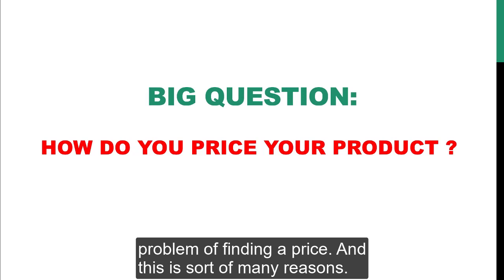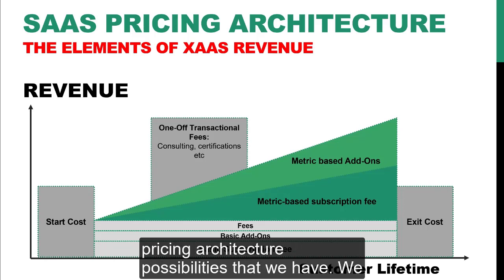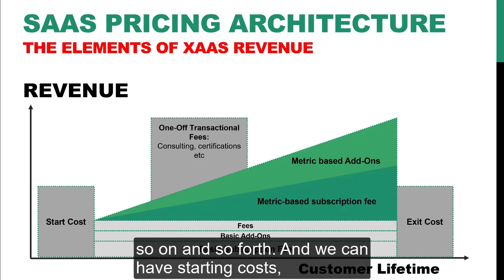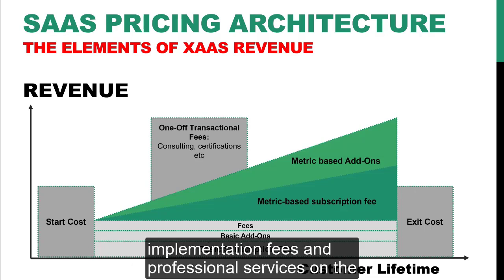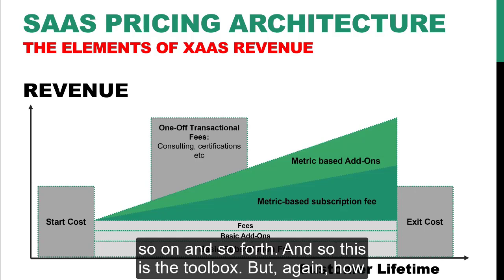And this has many reasons. One is that we get hung up in all the pricing architecture possibilities that we have. We can do all of these flat fees and recurring metrics and so on and so forth, and we can have starting costs, implementation fees, and professional services on the side as transactional fees, and we can even have exit fees and so on and so forth. And so this is the toolbox.